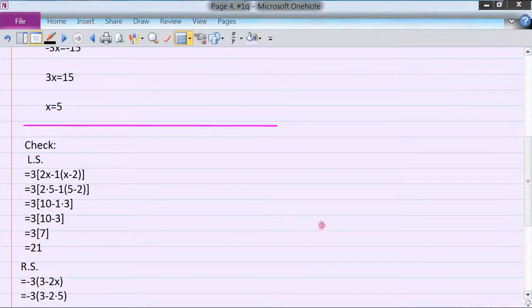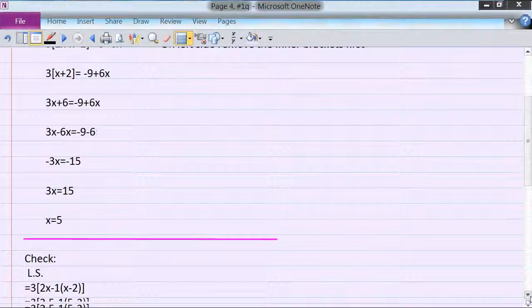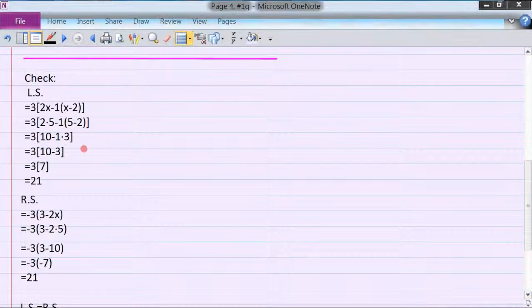Now I go back and I check the left side of the equation, which is right over here. I'm going to substitute x equals 5 into this side, and then separately substitute x equals 5 into the right side right here. So we have left side 2x minus x minus 1 times x minus 2. Replace the x with a 5. Remove the inner bracket first. So 2 times 5 is 10. 5 minus 2 is 3. Minus 1 times 3 is this term here.